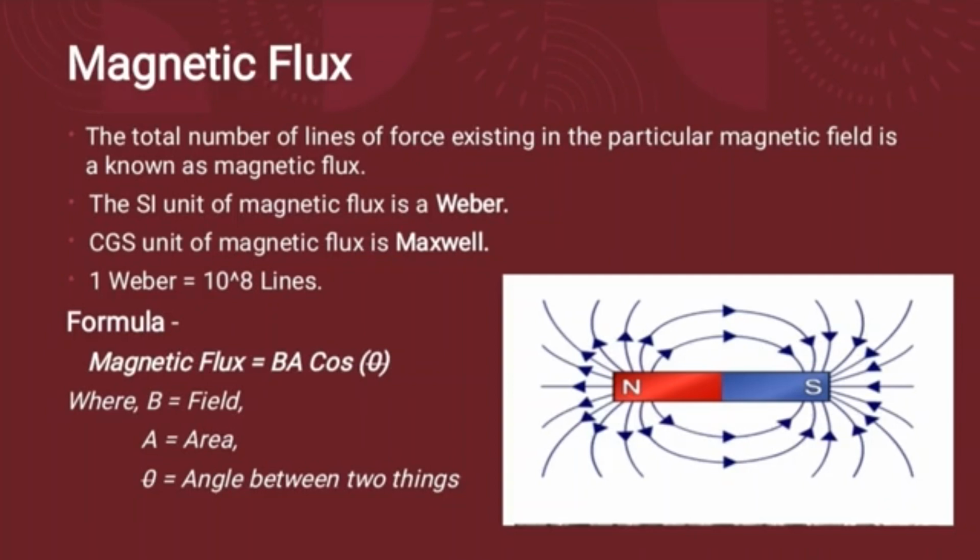The SI unit of magnetic flux is the Weber and the CGS unit is the Maxwell. One Weber is equal to 10 raised to 8 lines. Here it's important: 1 Weber is equal to 10 raised to 8 lines. The formula for magnetic flux is phi equal to B into A cos theta. What is meant by B? That is the magnetic field. A means area, and theta is the angle between the two, so remember that.